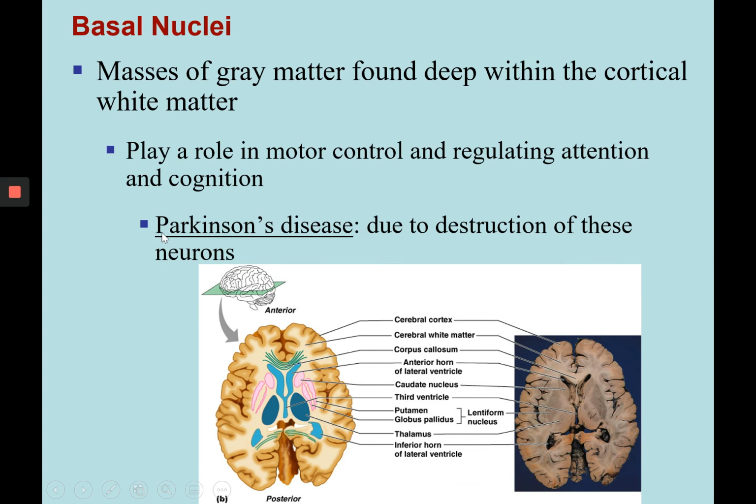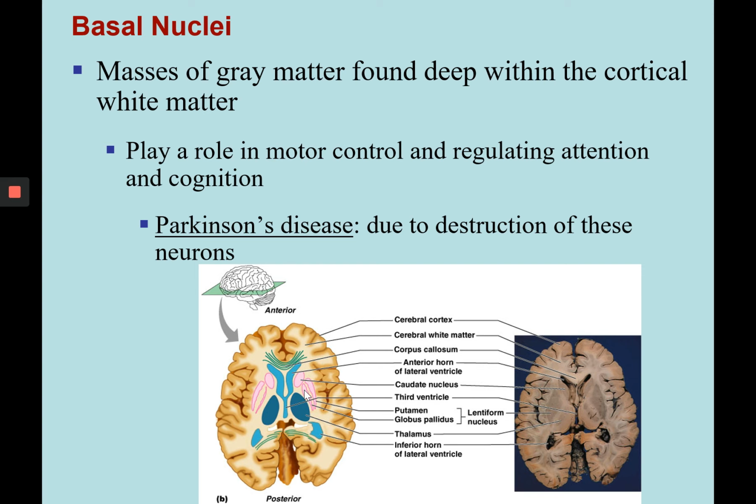Also, here are images of the basal nuclei. Over here we can see the basal nuclei, the dark or deep gray matter, and it's embedded in the deep white matter. Here they're outlined in different colors to show you the different types. Now, basal nuclei are masses of gray matter found deep within the cortical white matter. They do play a role in regulating attention and cognition.